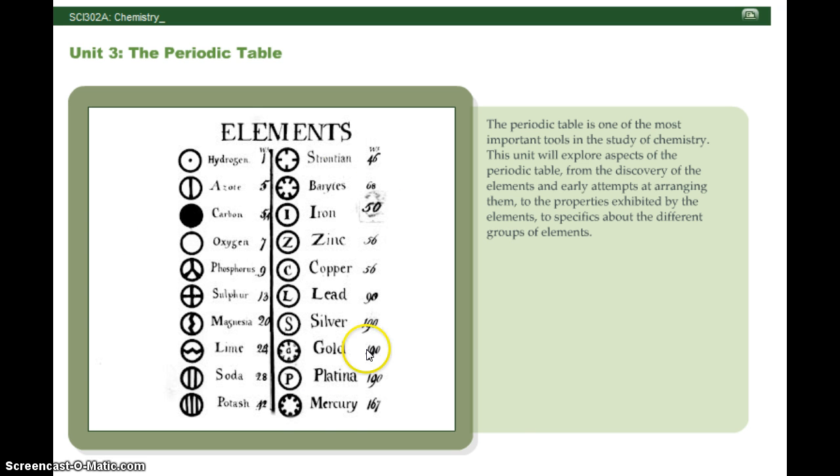And so here they just show some of the original symbols that they gave to the elements that they knew about far before they knew a lot about the atoms. And you'll notice there's some things on here that aren't elements, such as potash, soda, lime, and they don't mean like soda pop. They mean the mineral soda. But some of them are, like sulfur, phosphorus, oxygen, carbon, hydrogen.